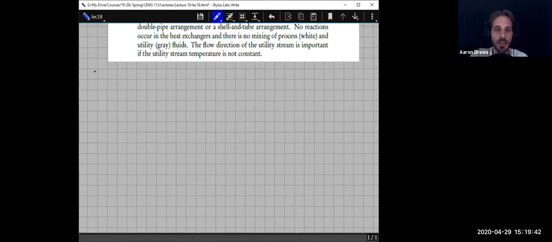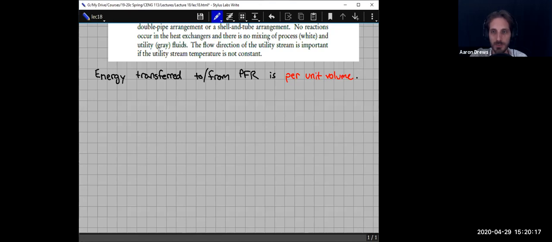So the energy transferred to and from the PFR is, I'm going to highlight this in red, per unit volume. I put that in red because that's the key point that's different between a PFR and a CSTR.